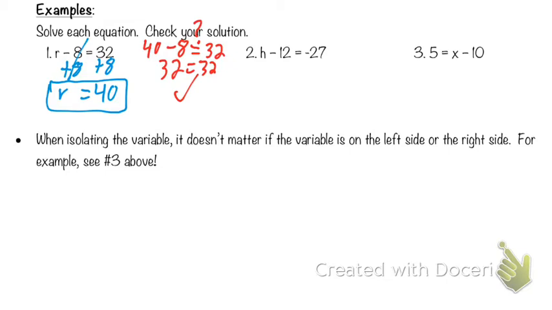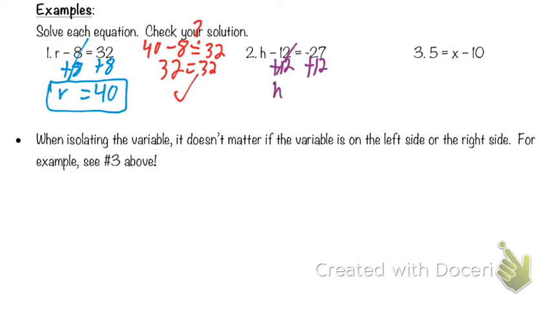All right, let's move on to number 2. H minus 12 equals negative 27. My big question on these all the time is, what's happening with our variable right now? So we're subtracting. How do we undo that? Add 12. We chose 12 this time because that's the number we're subtracting by. Negative 12 plus 12 gives us 0.